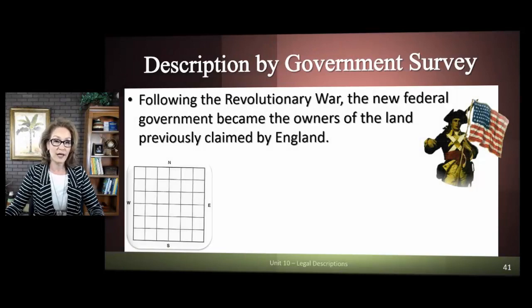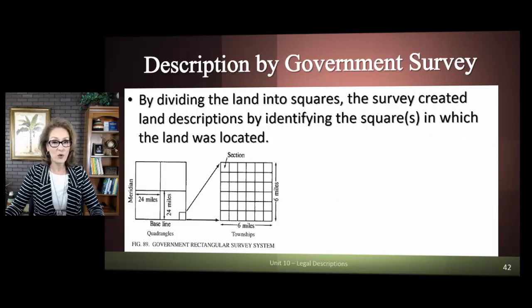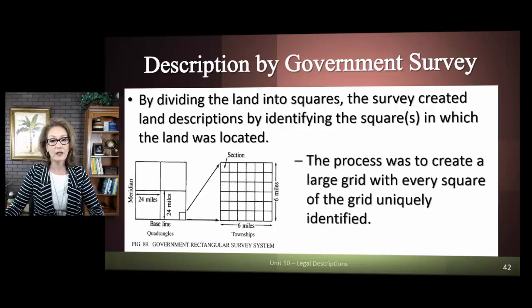Description by government survey. Following the Revolutionary War, the new federal government became the owners of the land previously claimed by England. The government wanted an efficient way to survey all of the newly acquired land, so Congress chose a massive undertaking called the government survey system. By dividing the land into squares, the survey created land descriptions by identifying the squares in which the land was located. The process was to create a large grid with every square on the grid uniquely identified.